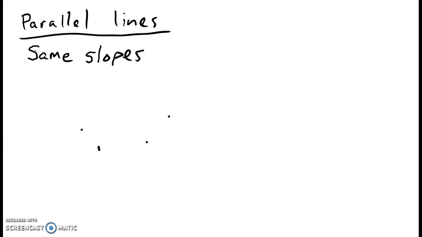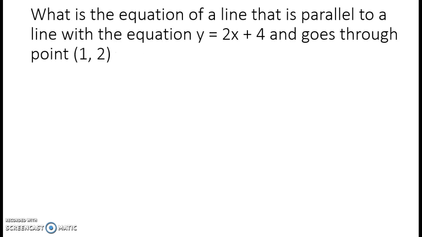So let's look at an example problem. And again, I'm rushing through this, but I'm going to introduce this to you in class. Or by the time you see this video, I will have introduced it to you, so to help you understand. What is the equation of a line that is parallel to a line with the equation y equals 2x plus 4 and goes through point 1, 2? So it's going through a different point, but it's rising and running the same amount as this line.